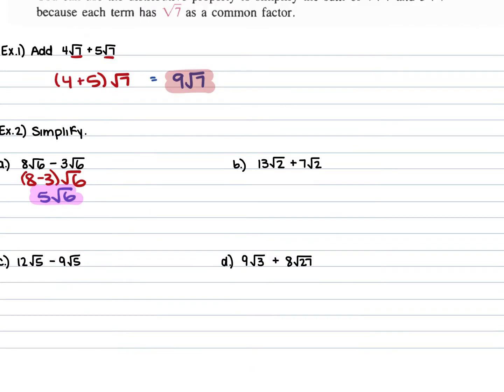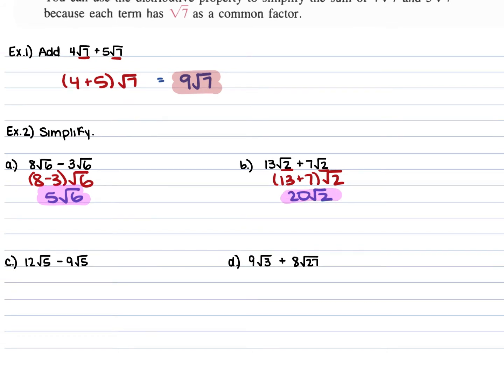Example B, we have 13 square root 2 plus 7 square root 2. Once again, those radicals are in simplest form. So we're going to keep the radical, combine what's in front. So we're going to do 13 plus 7 times the square root of 2. The 13 plus 7 gives us 20 square root 2.